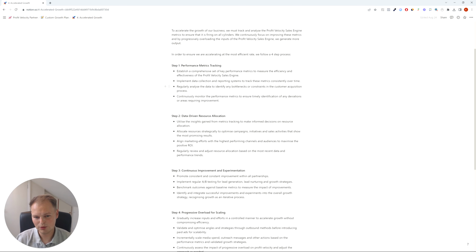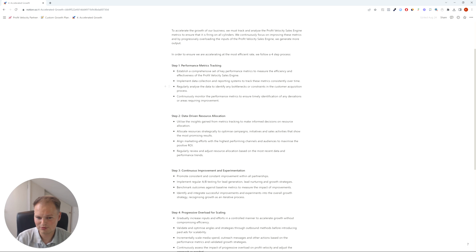process. Step 1, performance metrics tracking. So we establish a comprehensive set of KPIs, or key performance metrics, to measure the efficiency and effectiveness of the profit velocity sales engine. We implement data collection and reporting systems to track these metrics consistently over time. Regularly analyze the data to identify any bottlenecks or constraints in the customer acquisition process, and continuously monitor the performance metrics to ensure timely identification of any deviations or areas requiring improvement.